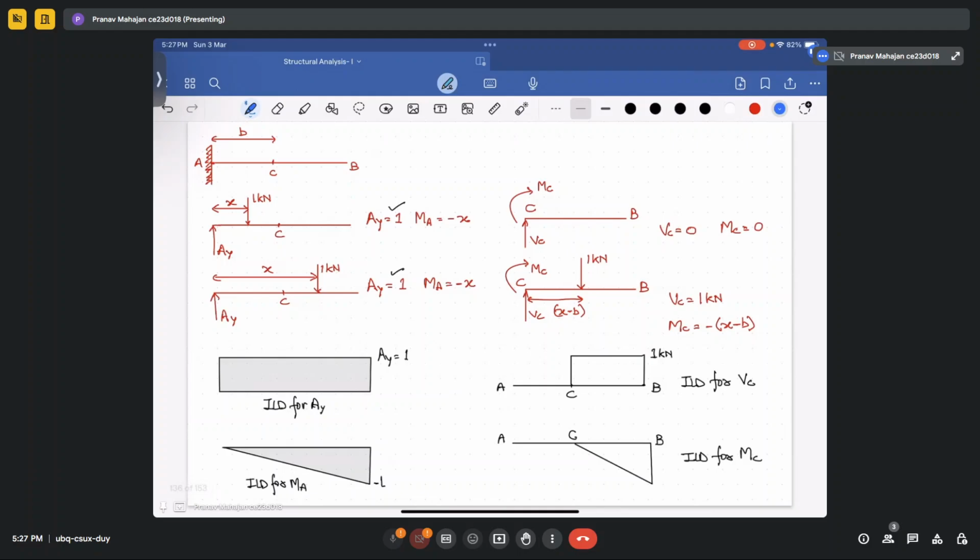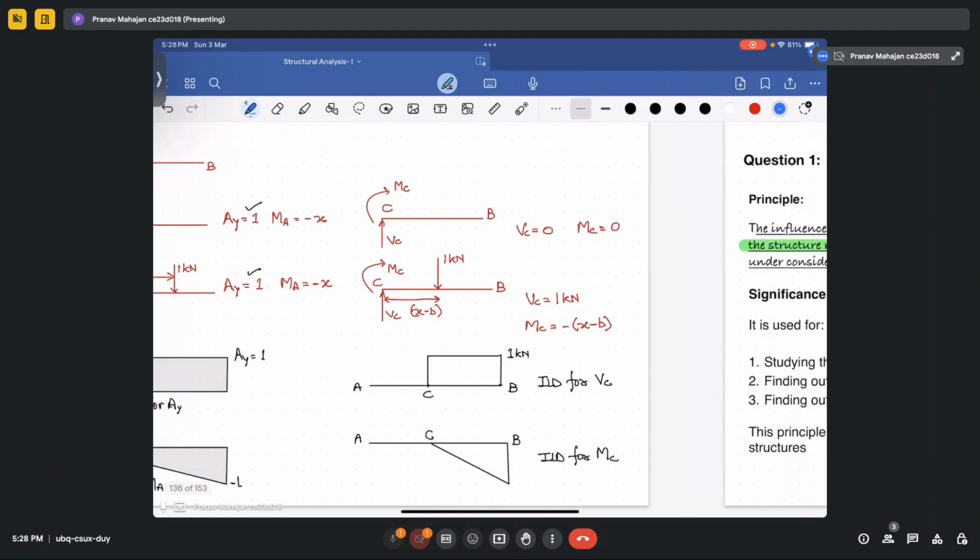Then we have taken another example and also tried to find out the influence line diagram for a reaction AY and moment at point A, and then at an intermediate point at a distance of B from A support, and then we have determined the value of the influence line diagram for shear and the corresponding bending moment.